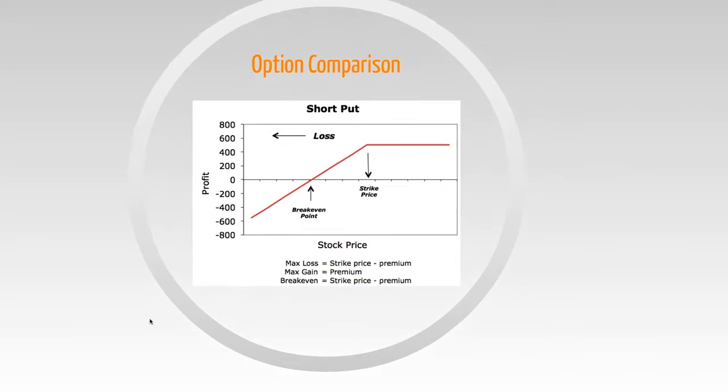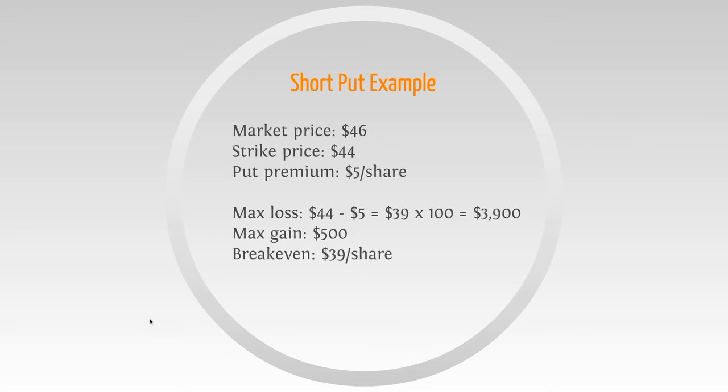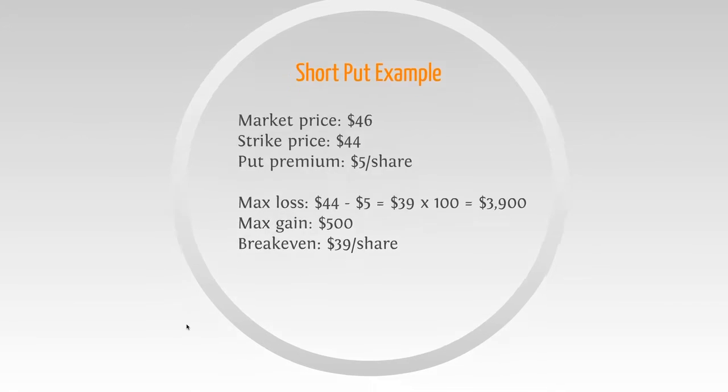And let's look at the numbers for this side of the position. We have our $44 and $5 per share, which we saw earlier. And now we see that the loss and the gain calculations have reversed. Our maximum loss is $3,900. Our maximum gain is that flat line of $500. And our break-even is still the same as the long put position, at $39 a share.